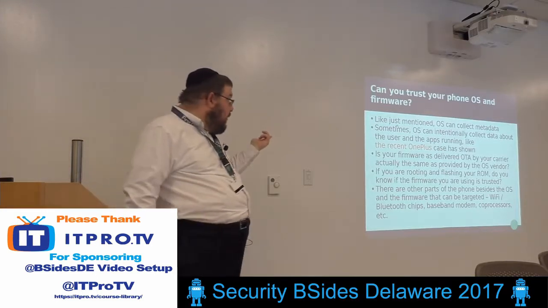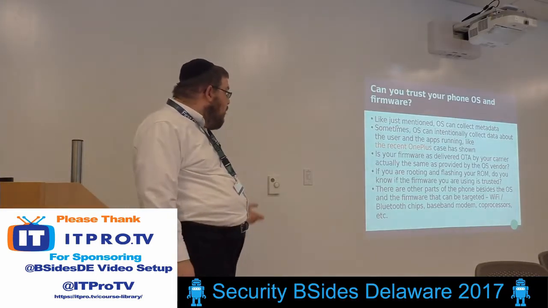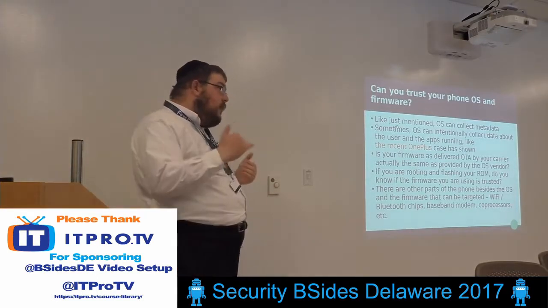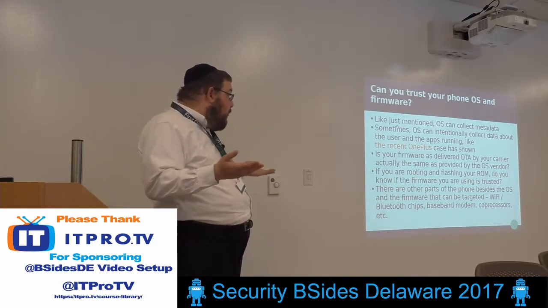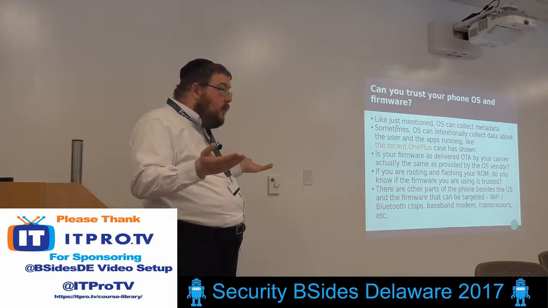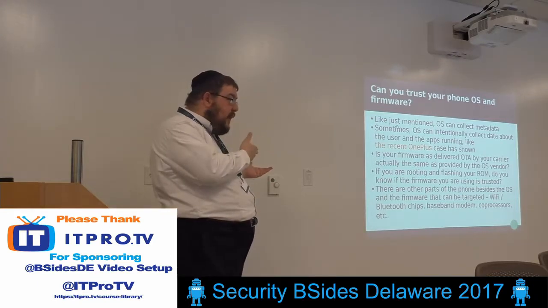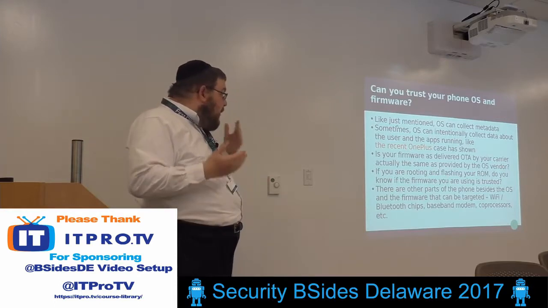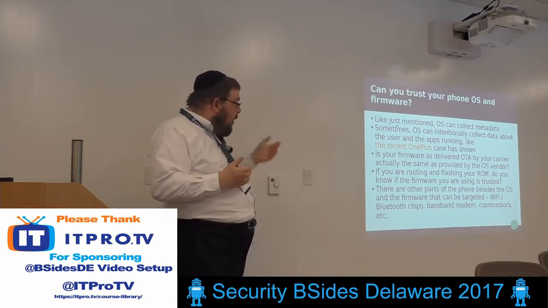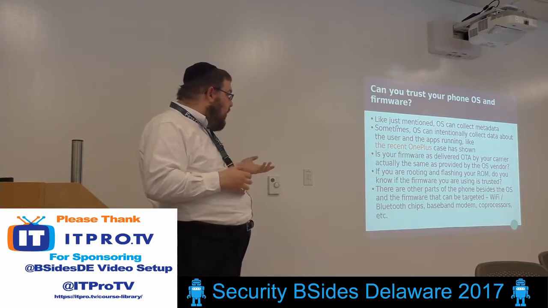And the last one, obviously, is the OnePlus case. The firmware in your phone is usually funneled through the carrier. Or if you're rooting the phone, do you know what firmware is in there? You don't. Again, the same problem with verifiability for the apps exists for the Android firmware and for the iOS firmware. It's hard to prove it. OnePlus is an example where the firmware itself was sending data out.